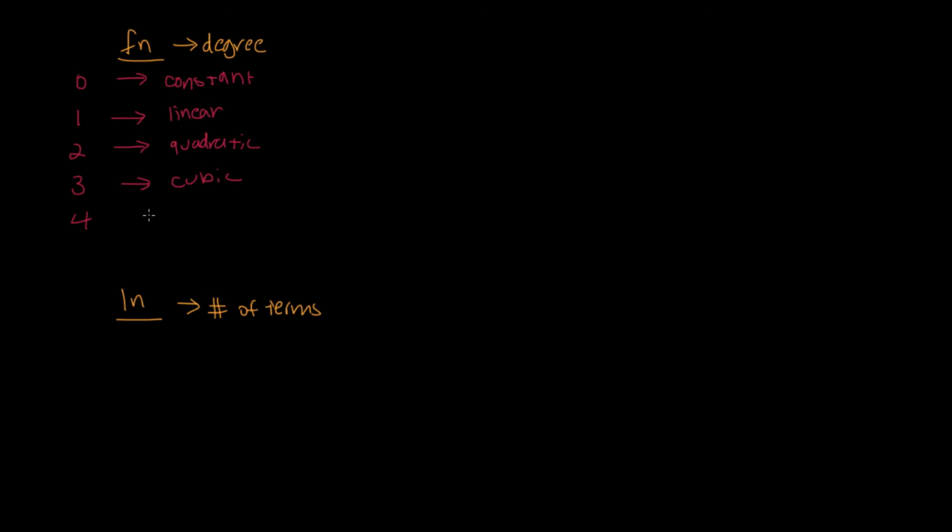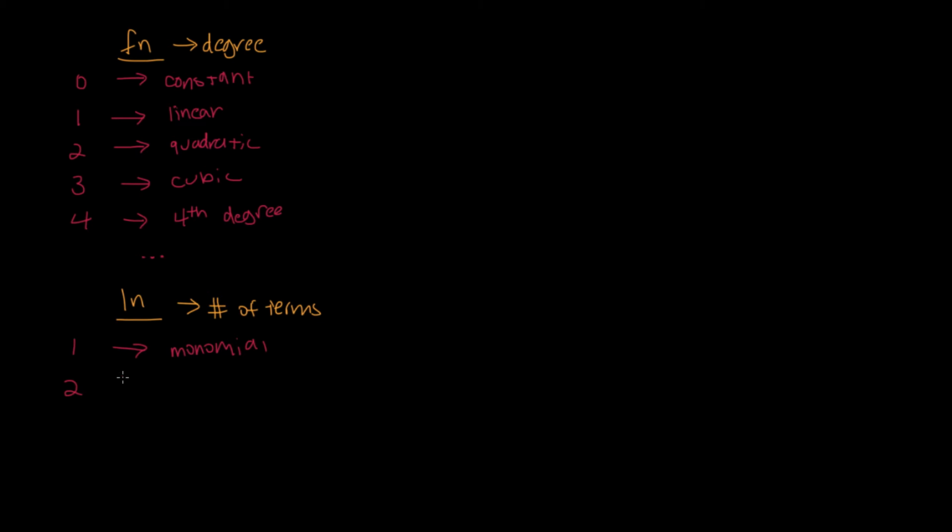And anything beyond 3 is just going to be fourth degree. So if it has a degree of 5, then it's going to be fifth degree, and so on and so forth. For our last name, it is the number of terms. So if it only has one term, that means that it is a monomial.